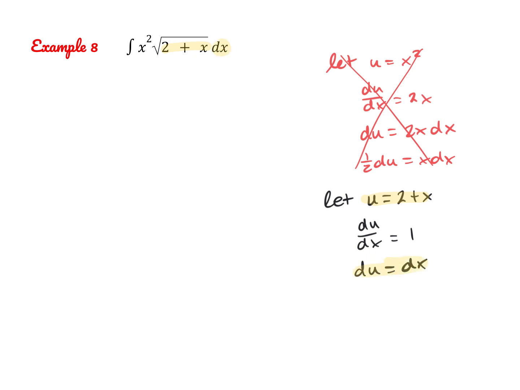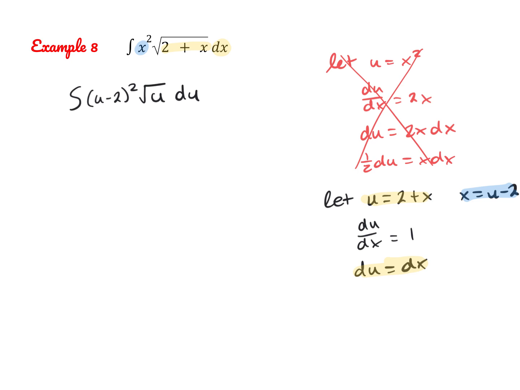So far we're able to replace this with u, and we're able to replace this with du. So we have both of those substitutions, but what we don't have is something to replace our x squared. So again, we can define x in terms of u from this initial equation. So we could say that x equals u minus 2, and then that I can use to rewrite this x in terms of u. So here we have the integral of u minus 2 squared times the square root of u, and then du.